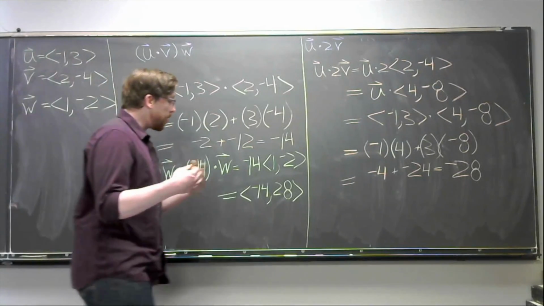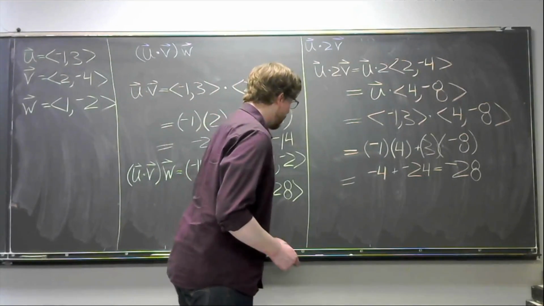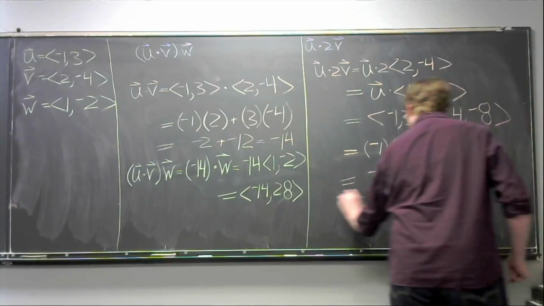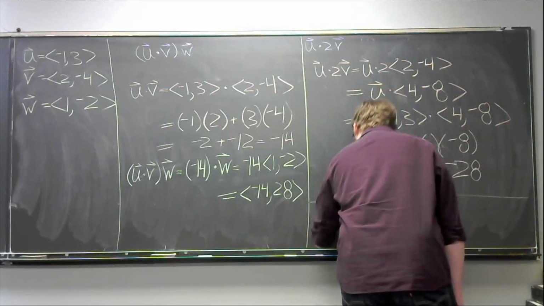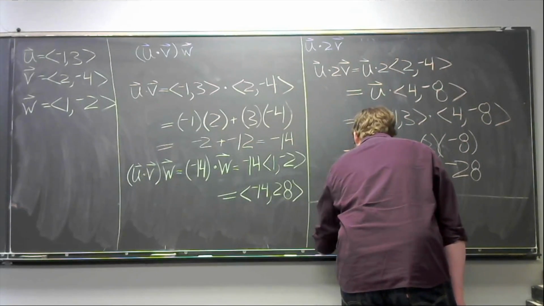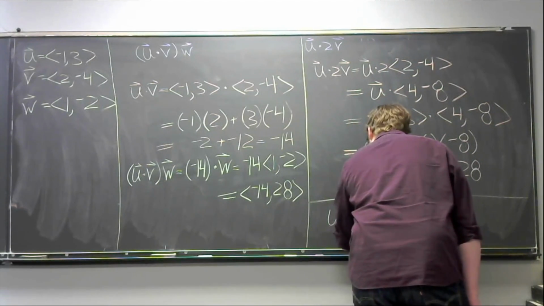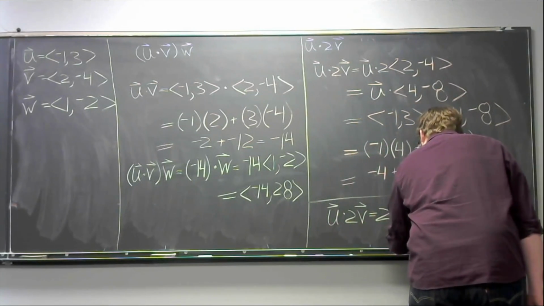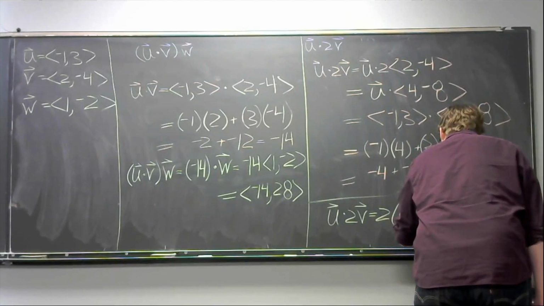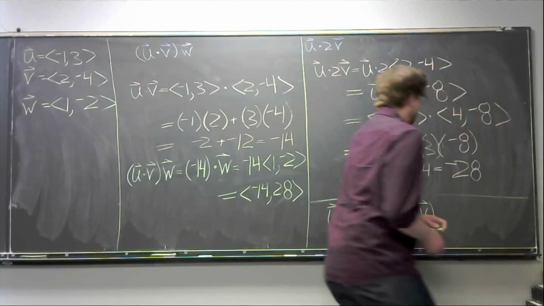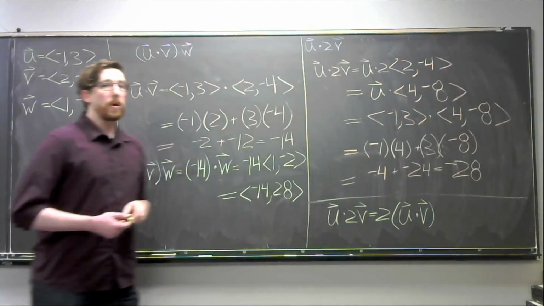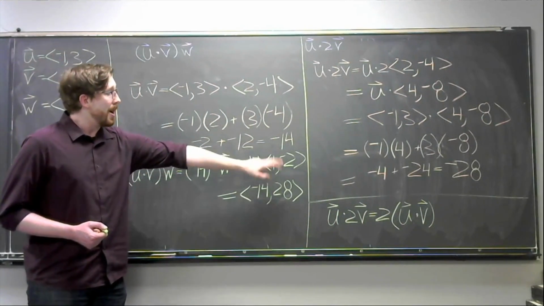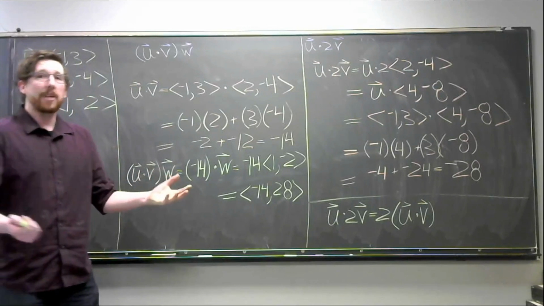Now, using that other property I was talking about, there was a property that said u dot 2v was going to be equal to 2 times u dot v. Well, we found u dot v a minute ago, negative 14. And 2 times negative 14 is in fact negative 28.